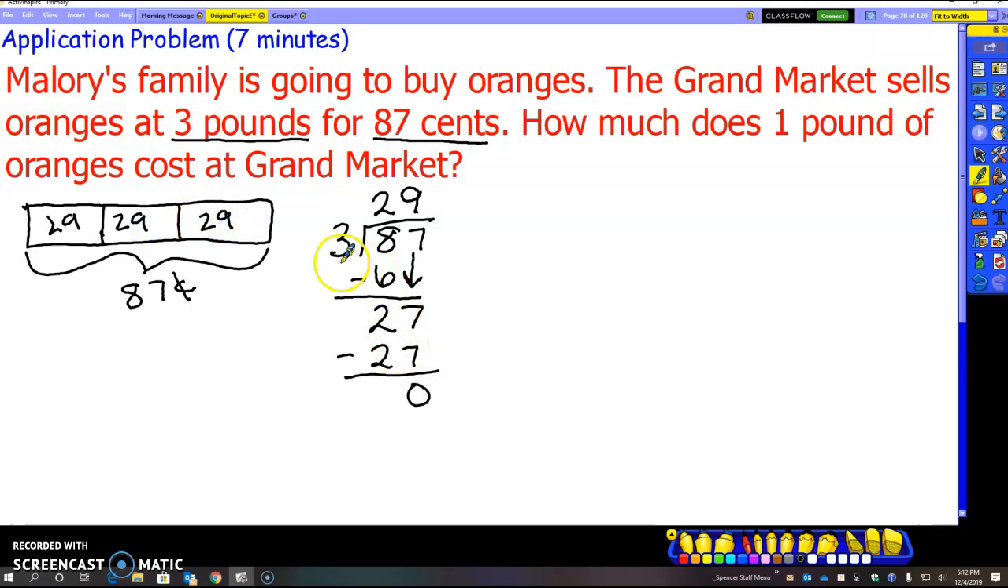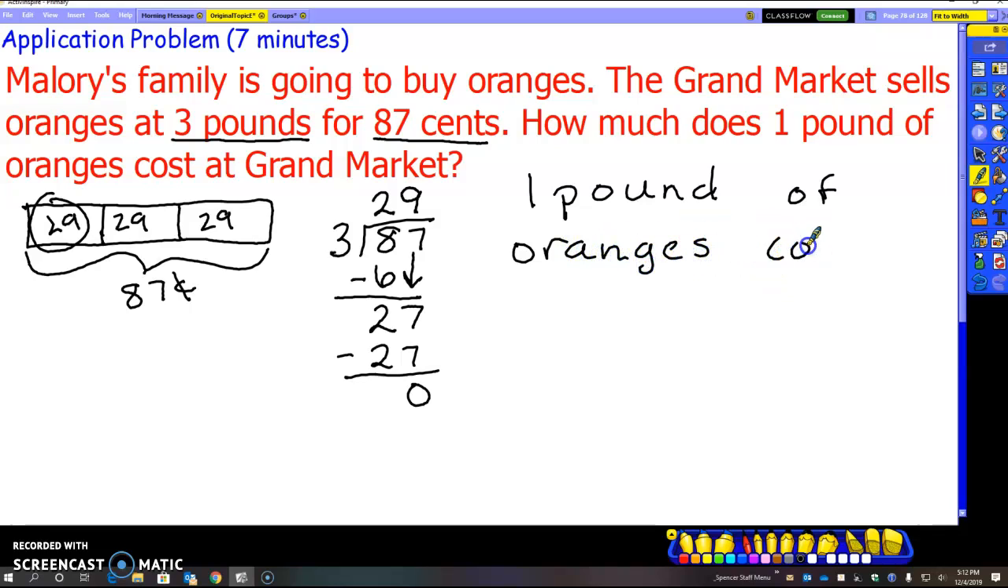So this was one where we know that we have 3 pounds, and we want to know how much one of them is. So there's our 1 pound. So 1 pound of oranges costs 29 cents.